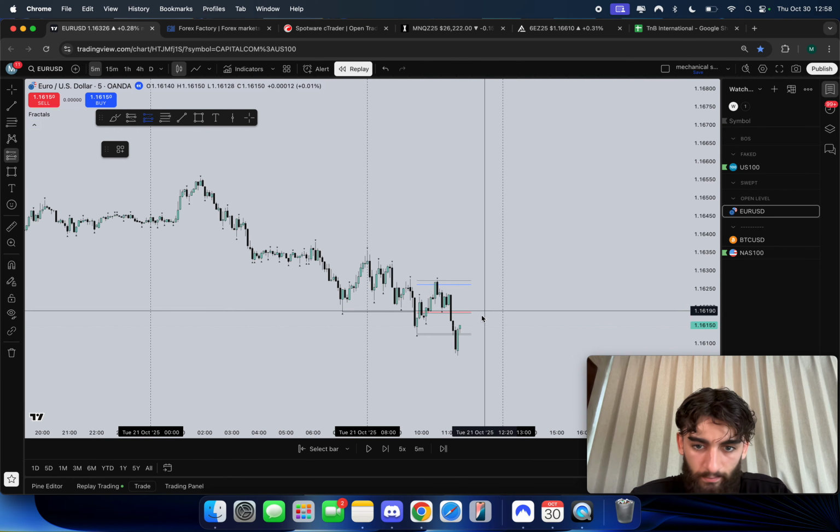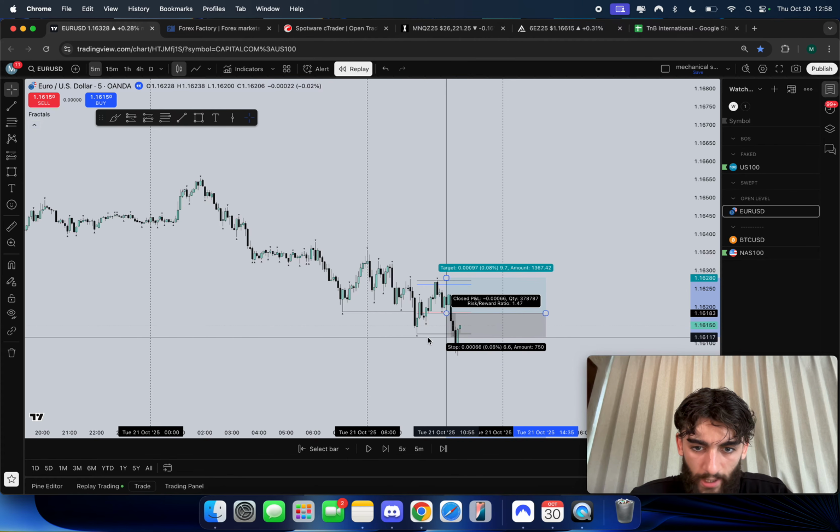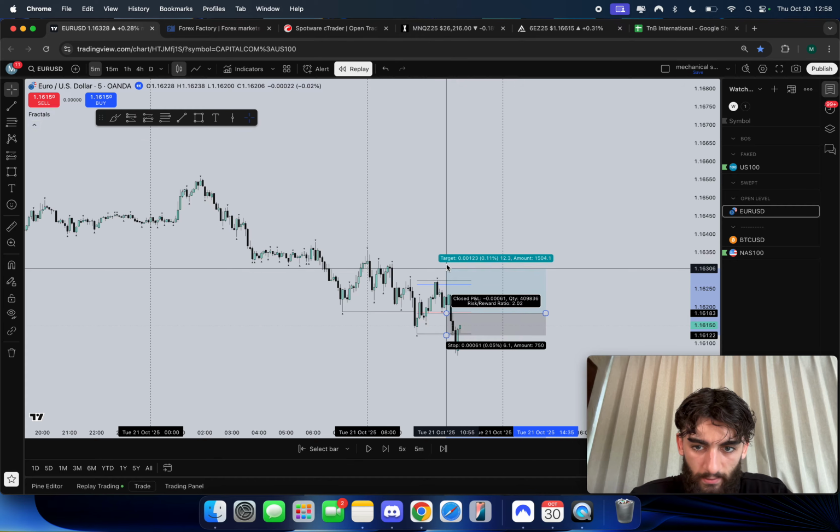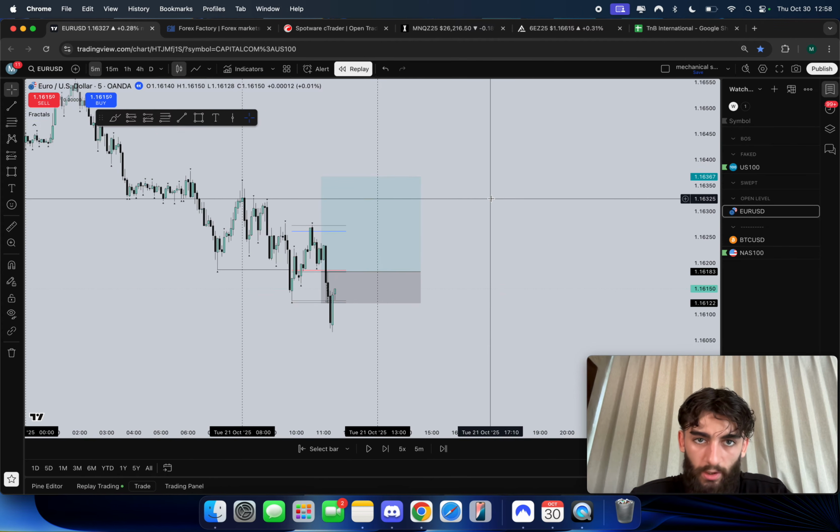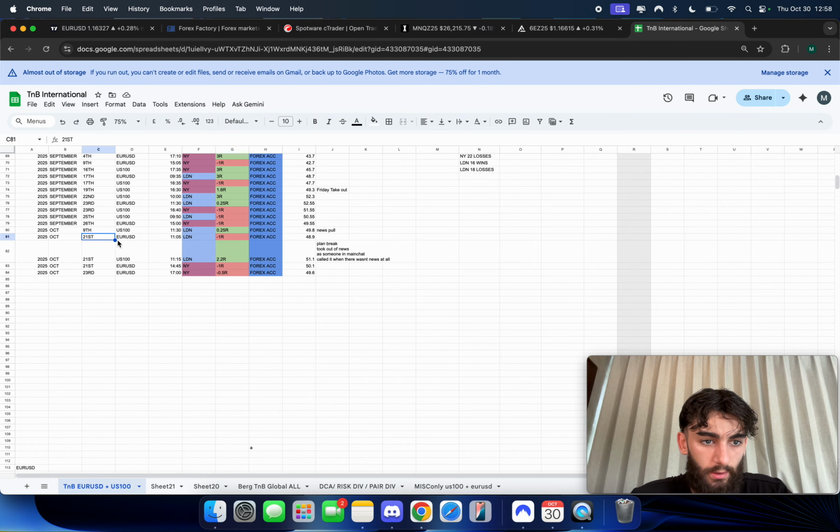Boom, straight SL. As you can see, would have got filled there. Stop loss there. TP there. Straight SL to the dome. Boom, sound. Let's go on to the next one.